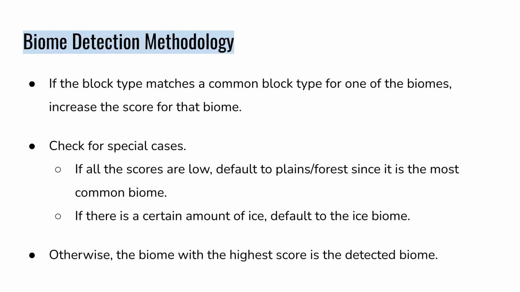Also, if there is a certain amount of ice, we automatically default to the ice biome. This prevents ice biomes with some snow-covered grass or sand from being misdetected as another biome. Lastly, if none of these special cases occurred, then the biome with the highest score is our detected biome.